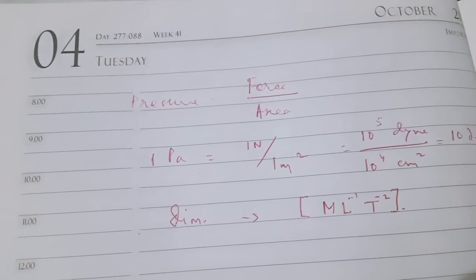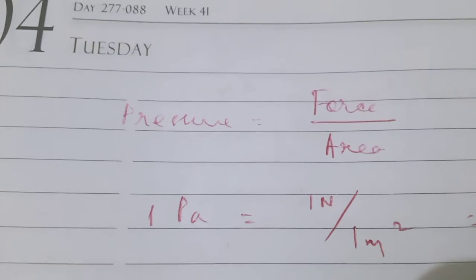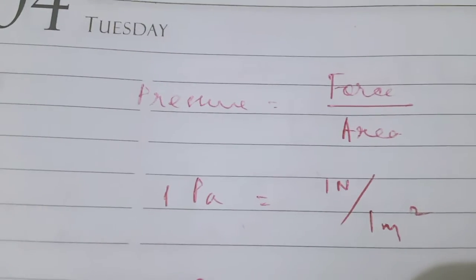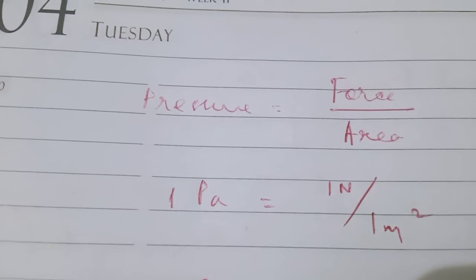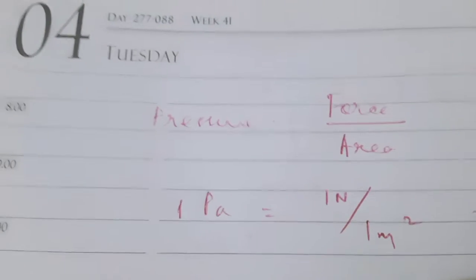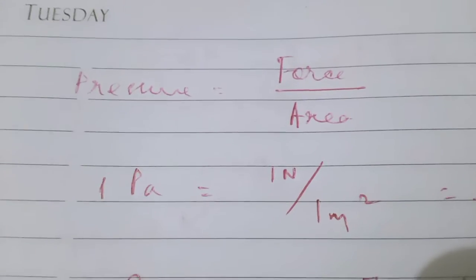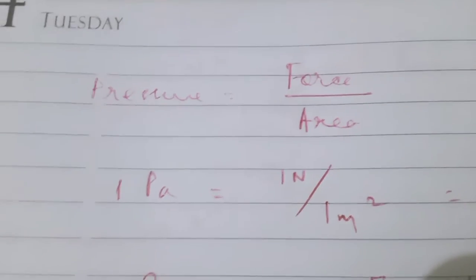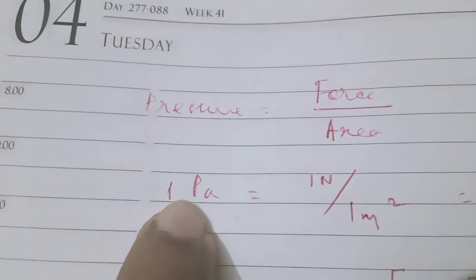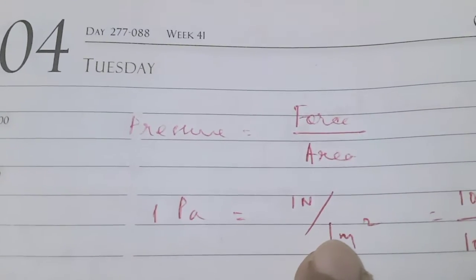So, if F be the normal force exerted by a liquid on a surface, then pressure at that point is equal to force by area. The SI unit of force is Newton and the SI unit of area is meter square, and 1 Newton per meter square is called Pascal. So how can you define Pascal? 1 Pascal is the force of 1 Newton acting on an area of 1 meter square.